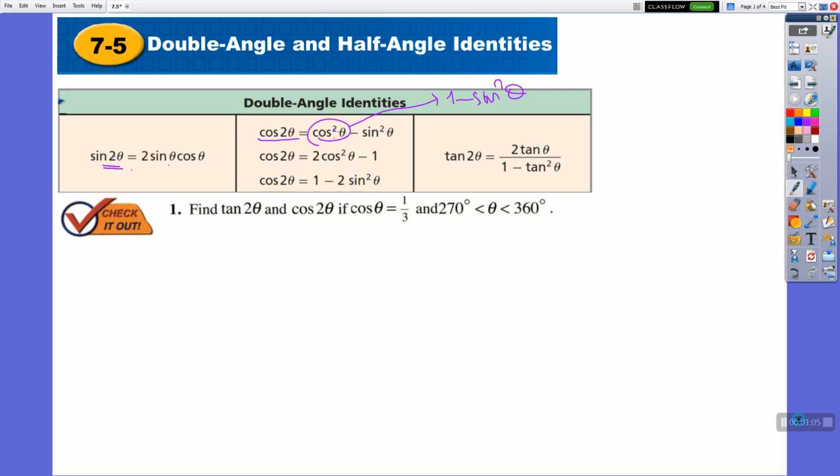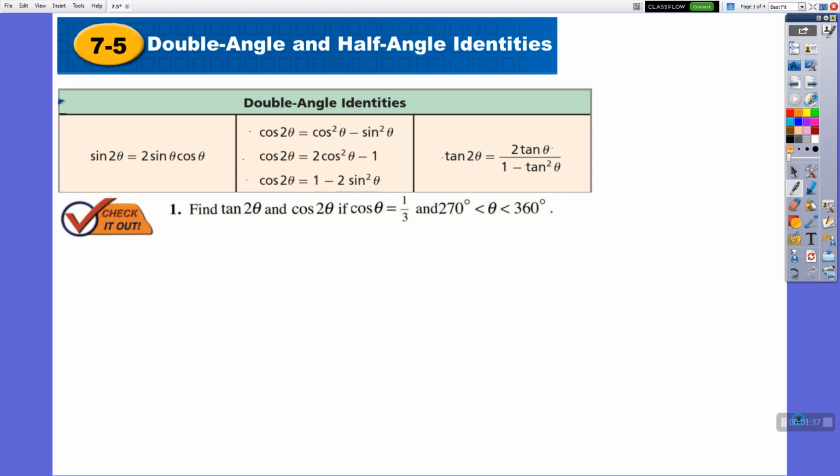What if you are not given sine, you are only given cosine? You will do the same here. In place of sine squared, you are going to write 1 minus cosine squared. So it's going to be 2 cosine squared minus 1. So actually you have one identity here, but you can produce more. Tangent 2 theta, the expansion is 2 tangent theta over 1 minus tangent squared theta.